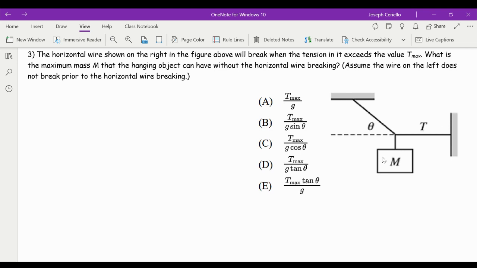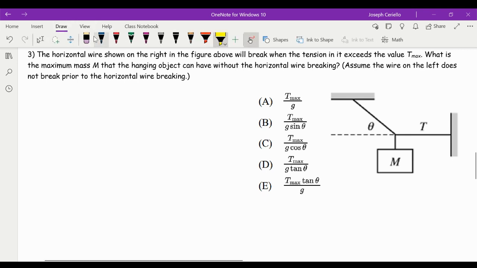The horizontal wire shown at the right in the figure above will break when the tension in it exceeds the value T max. What is the maximum mass that the hanging object can have without the horizontal wire breaking? So we're defining T as T max. Assume the wire on the left does not break prior to the horizontal one breaking, of course. Okay, so let's look at this real quick. This looks good to me.